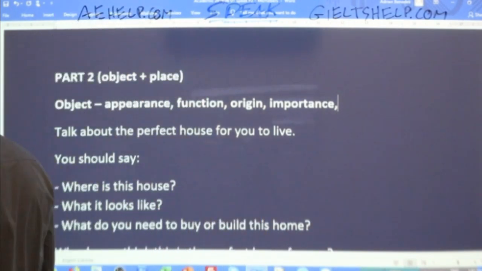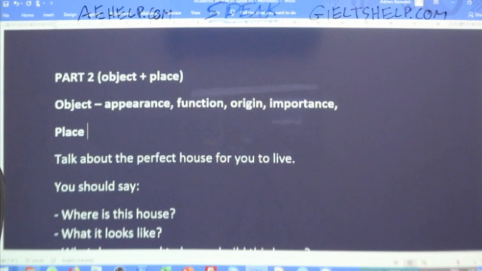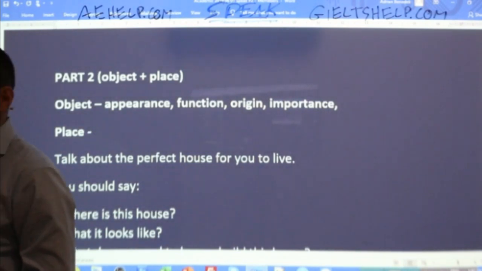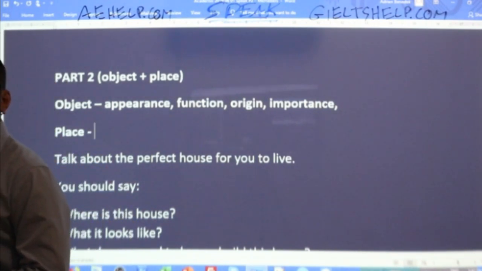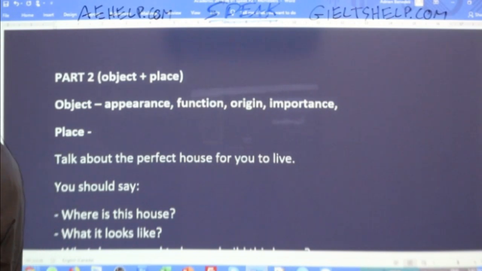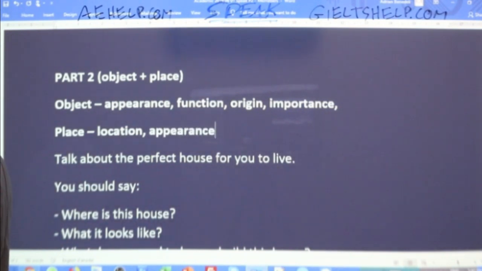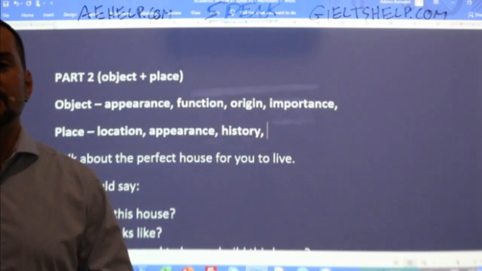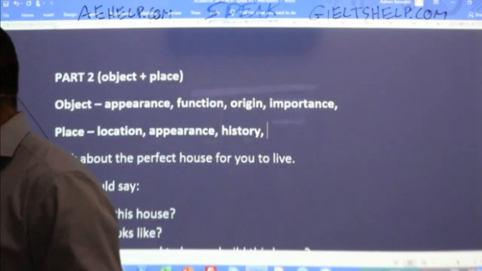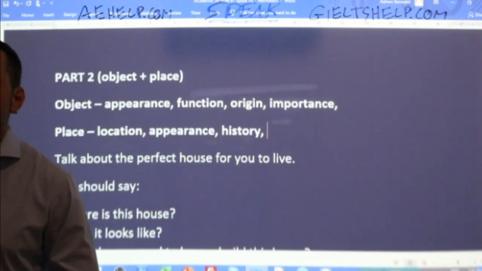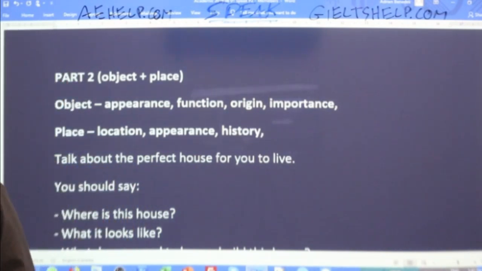Okay, now what about a place? So if we're thinking about the home as a place, then what do we have to include? And I think that Amrit and Baghdad already said a couple. So location. So where is it? Appearance. What it looks like. Its history, right? Maybe your perfect home is a castle that has some history. It was used by kings and queens, right? So its history. What else? What else? Okay, what else should you think about?